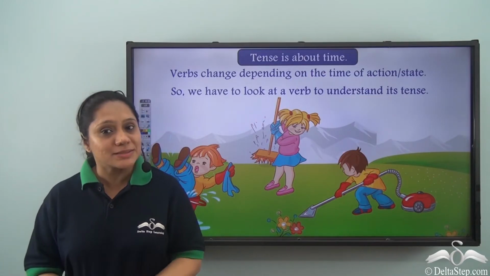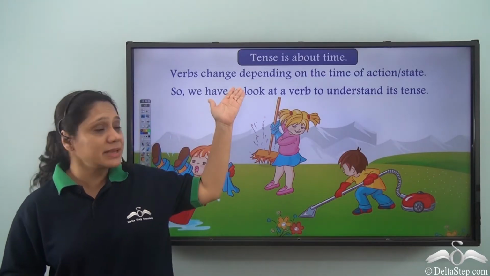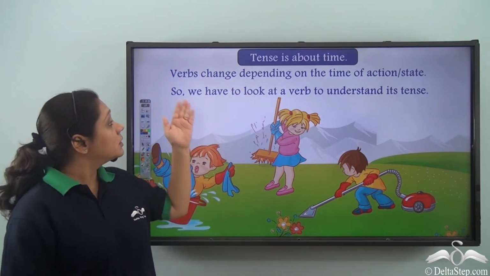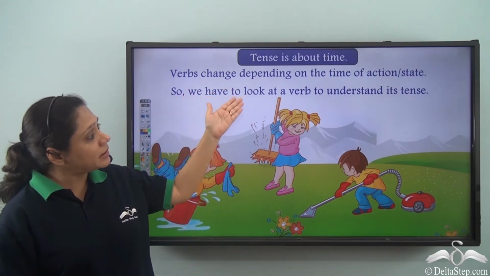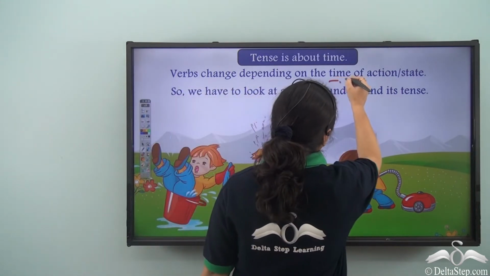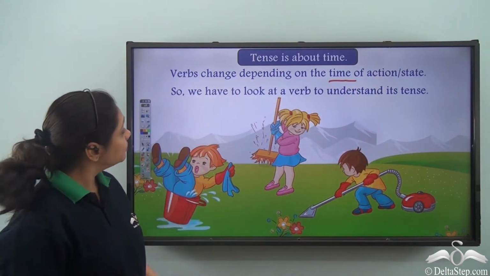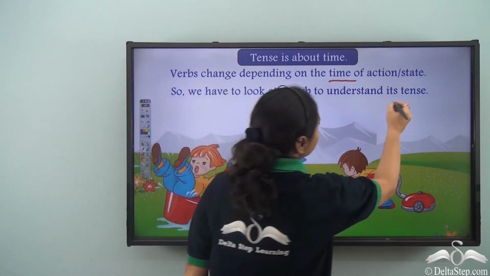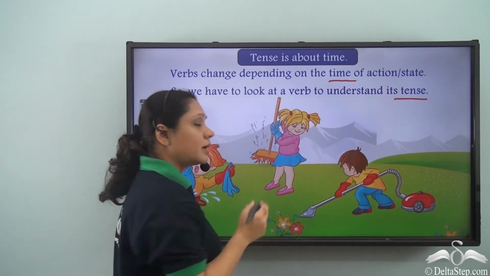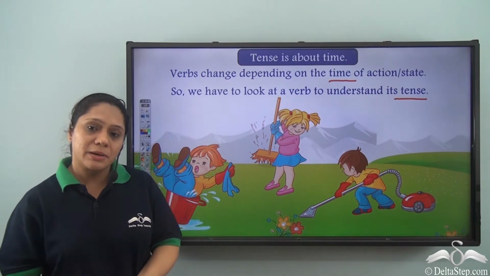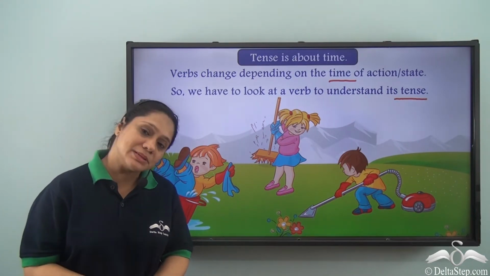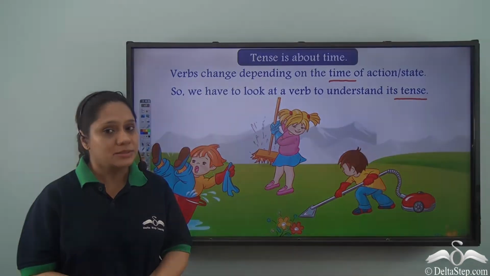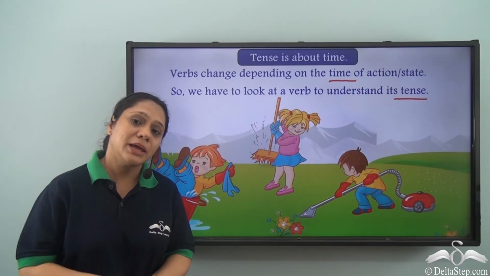You already know what tenses are. We know that tense is about time. Verbs change depending on the time of action or state. So we have to look at a verb to understand its tense. Now you have already learned about various forms of the simple tense and the continuous tense. Today we will learn something new.